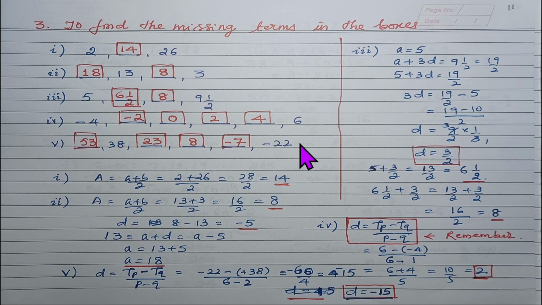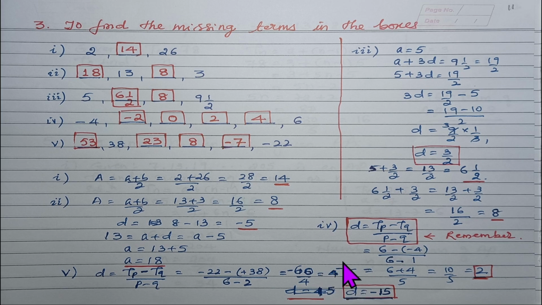Now coming to the next example, again I can do this by finding the value of d. So let me find out the value of d by taking the formula (tp minus tq) upon (p minus q), and here tp is again the 1, 2, 3, 4, 5, 6, sixth term, which is minus 22, and the second term is plus 38, so it will be minus 22 minus of plus 38, that is minus 60. The sixth term is 6 and this is the second term, so 6 minus 2, that is 4, so minus 60 divided by 4, and I have got the value of d as minus 15.